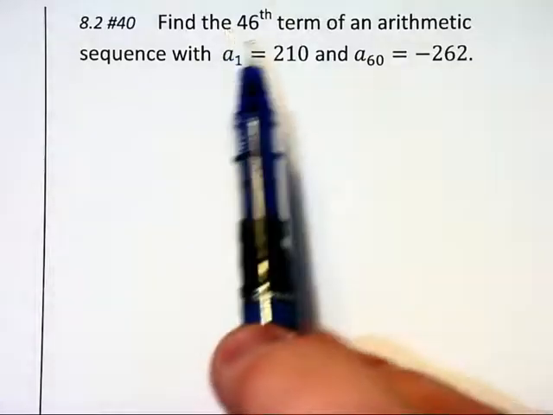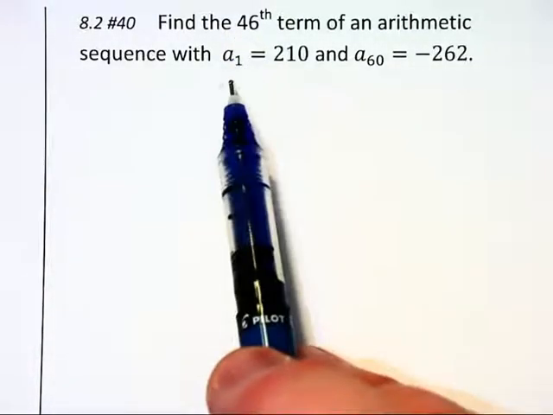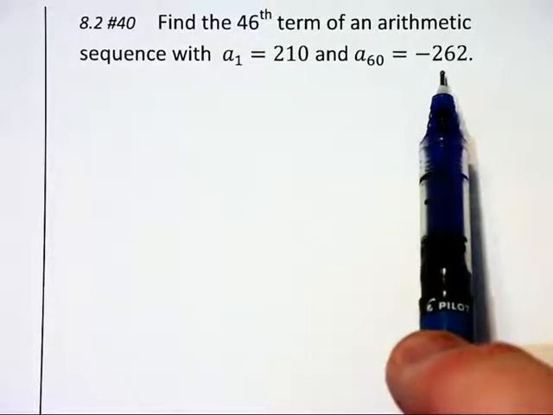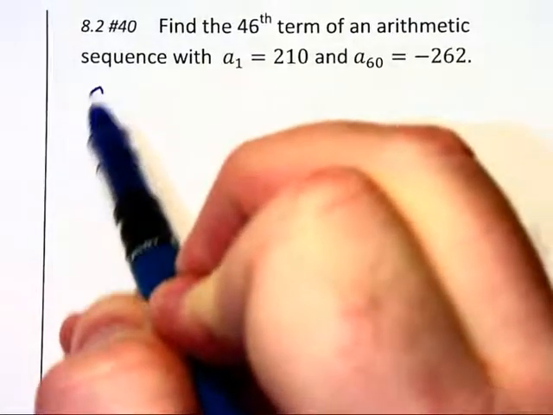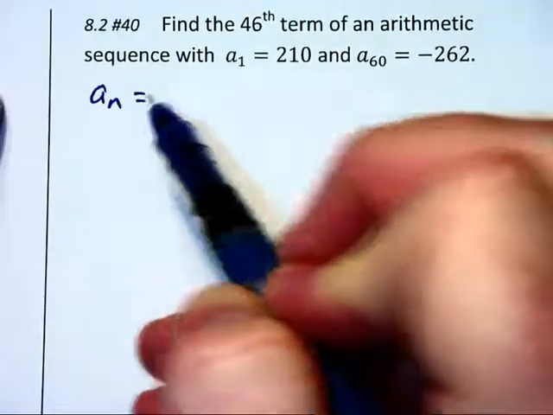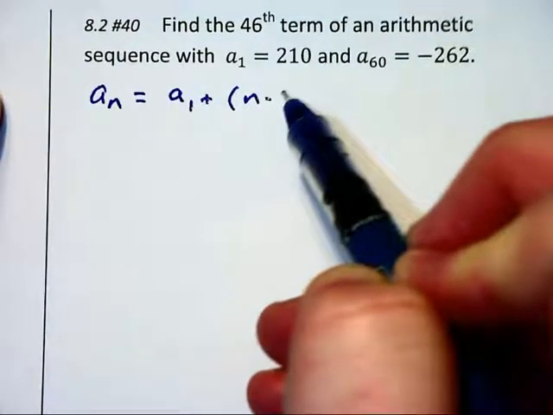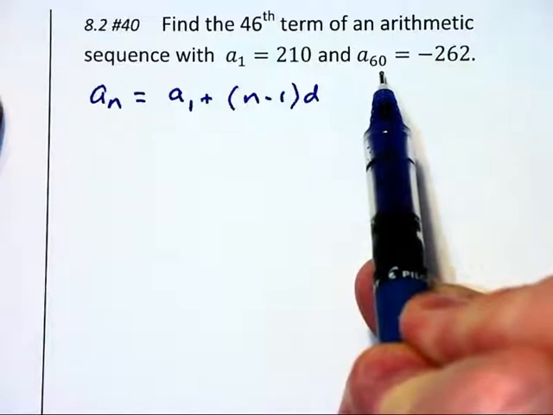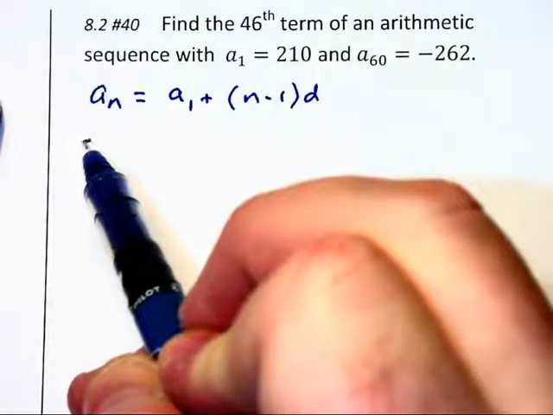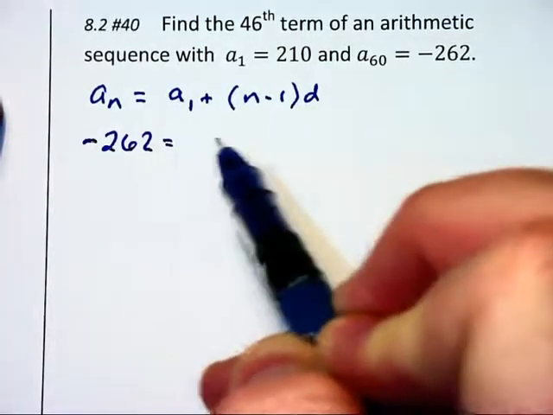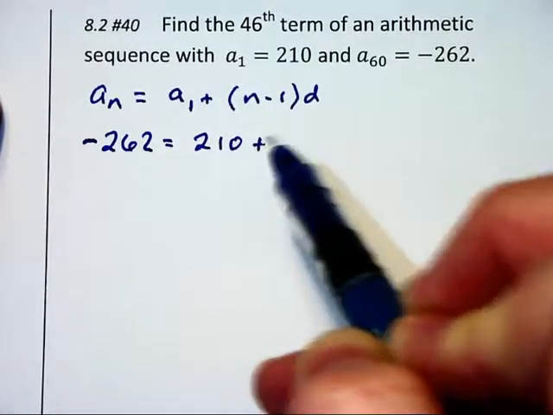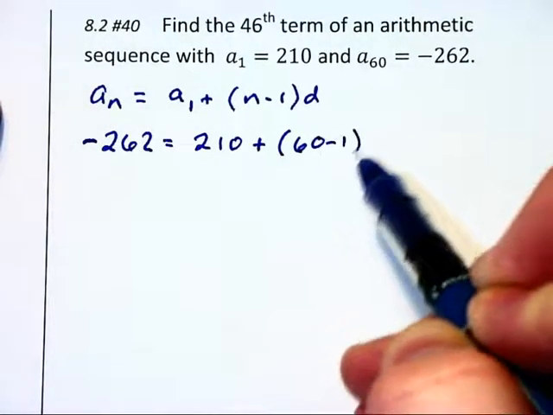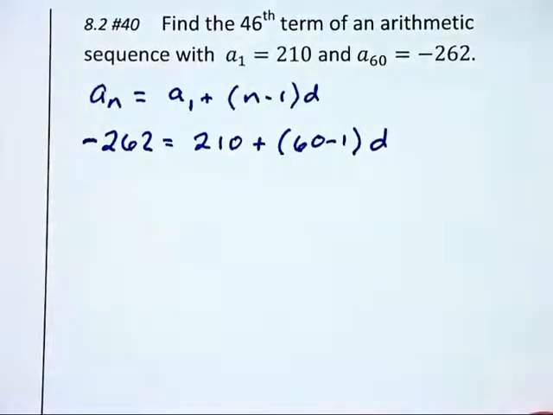Now this time we're asked to find the 46th term, and we're given the first term and the 60th term, but we're not told how far apart the terms are. So again, we're going to use this nth term formula, a sub n equals a1 plus n minus 1 d. And we're going to use what we have here. We're going to let the nth term be the 60th term. So negative 262 will be 210 plus, now that was the 60th term, so we're moving 60 minus 1, or 59 terms forward, some value d.